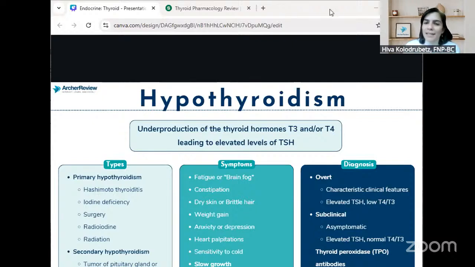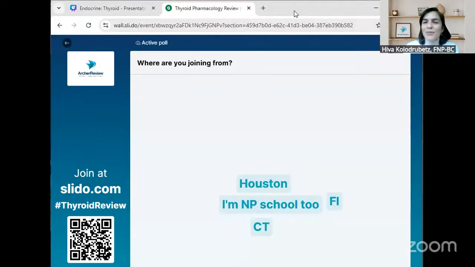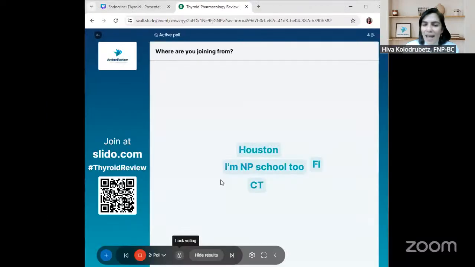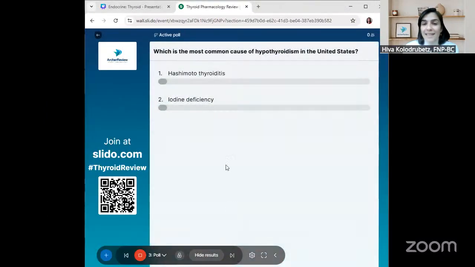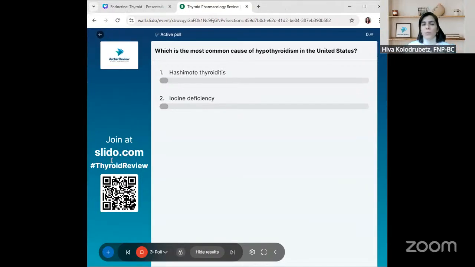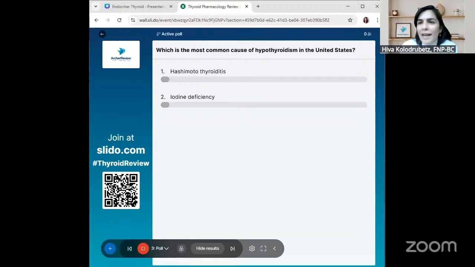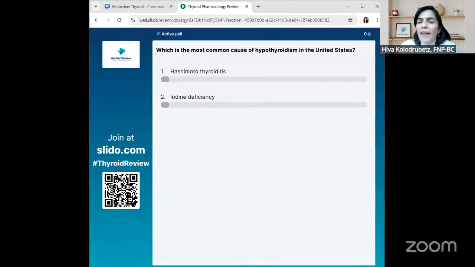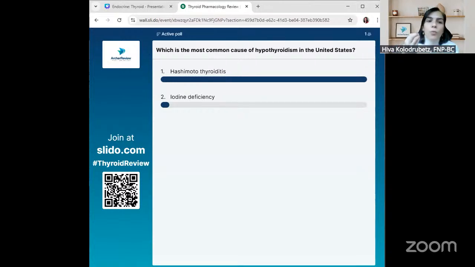So I'm going to launch my next poll. Which is the most common cause of primary hypothyroidism in the US? The reason why we're discussing this today is because sometimes this might pop up on the boards. And why would the boards ask you something like this? Why do they care, right? Well, they want you to dig a little deeper. When you're diagnosing someone with hypothyroidism, they want you to be thinking, is this primary? Is this secondary? And what type of primary are we looking at, right? What is going to be the most common in the US?